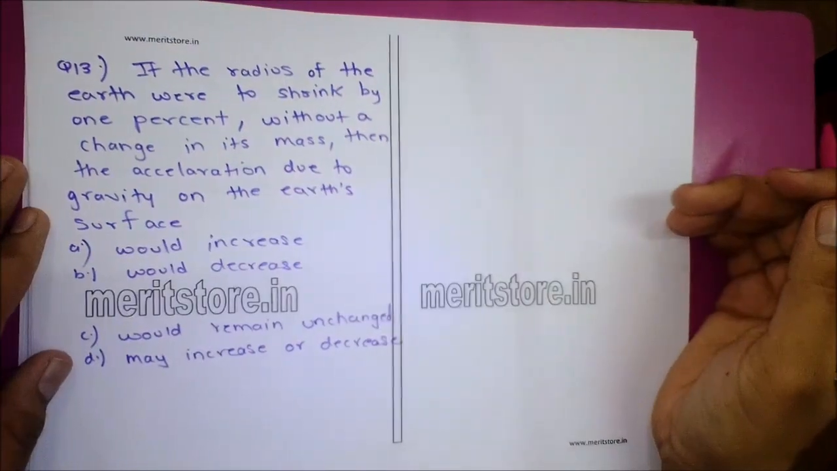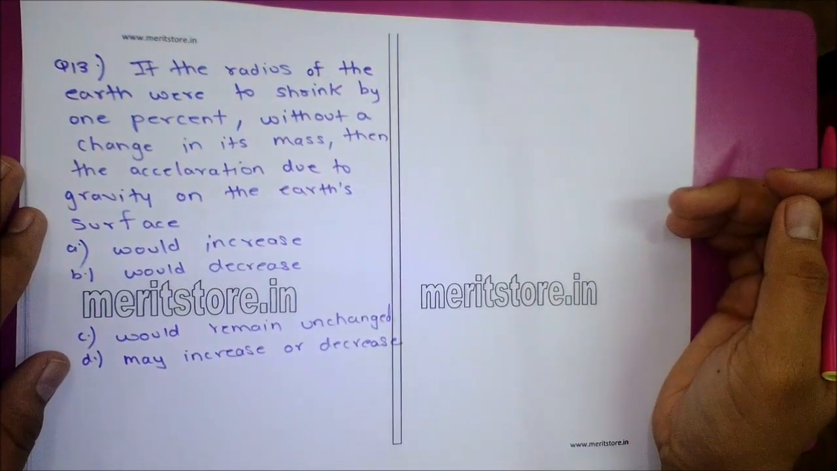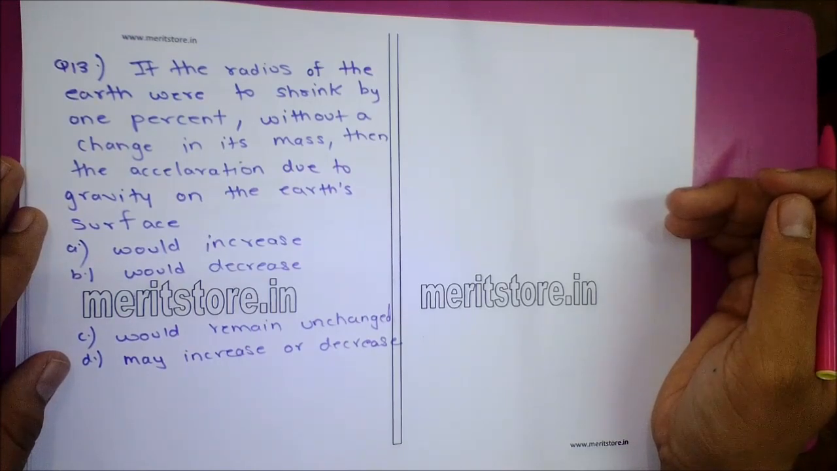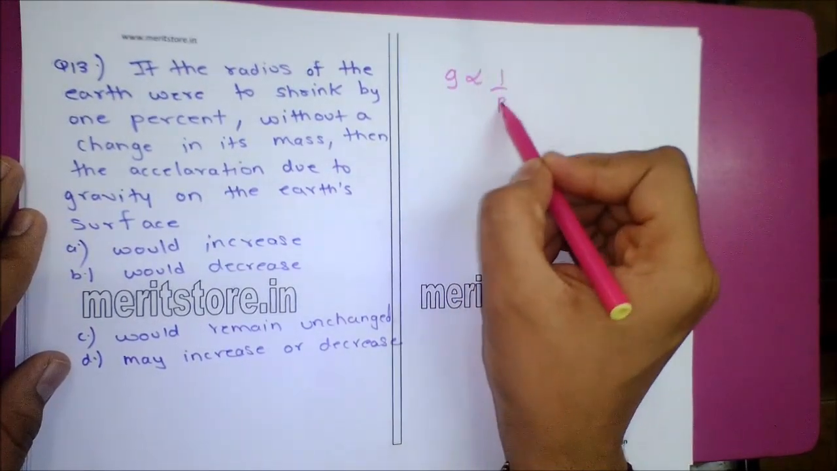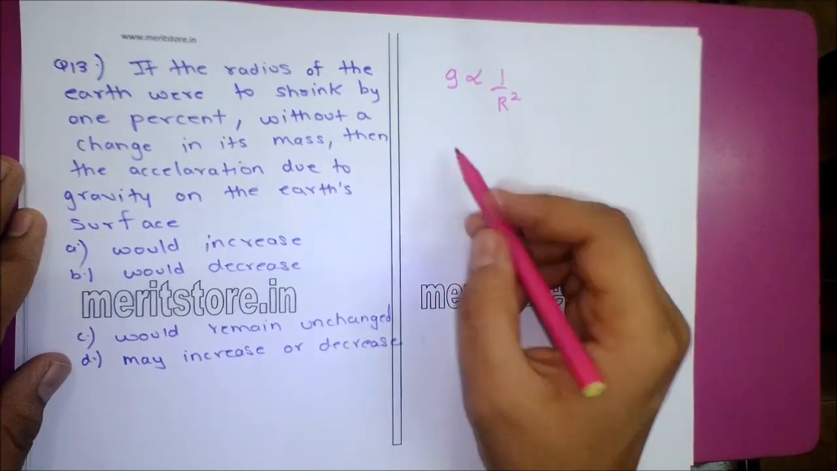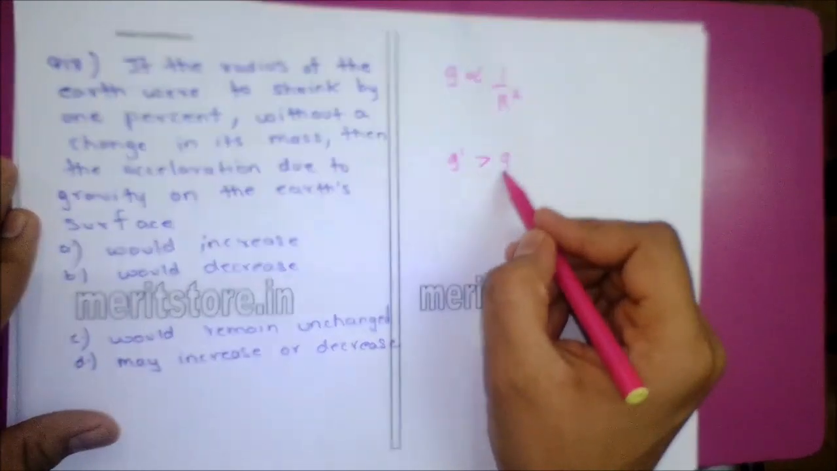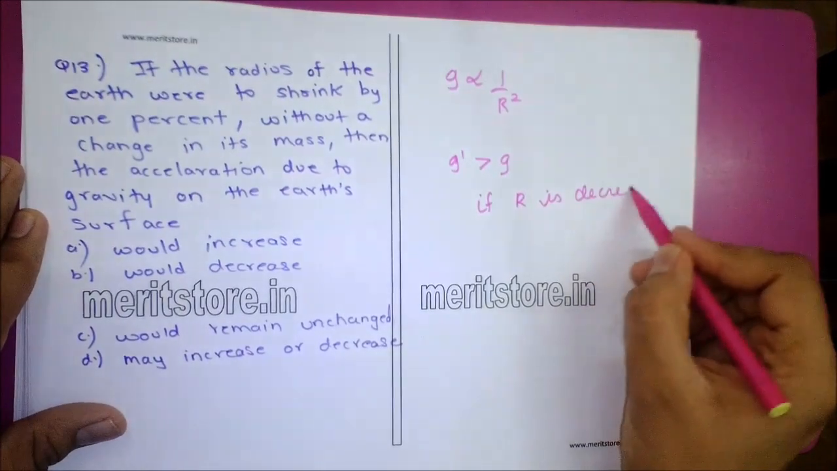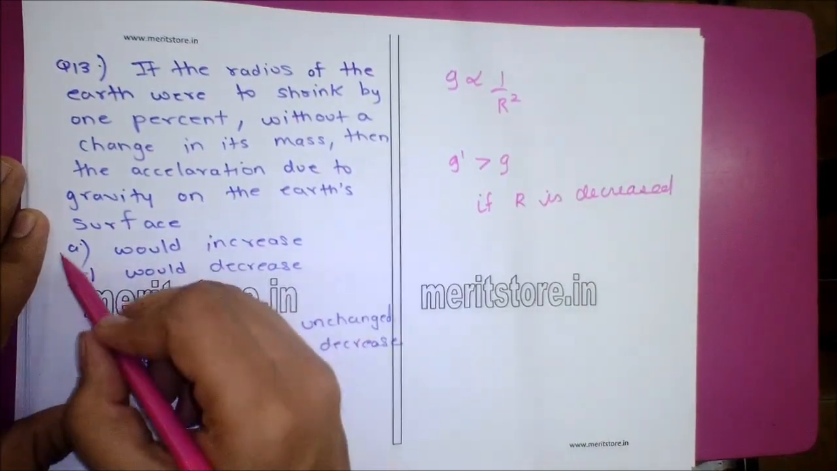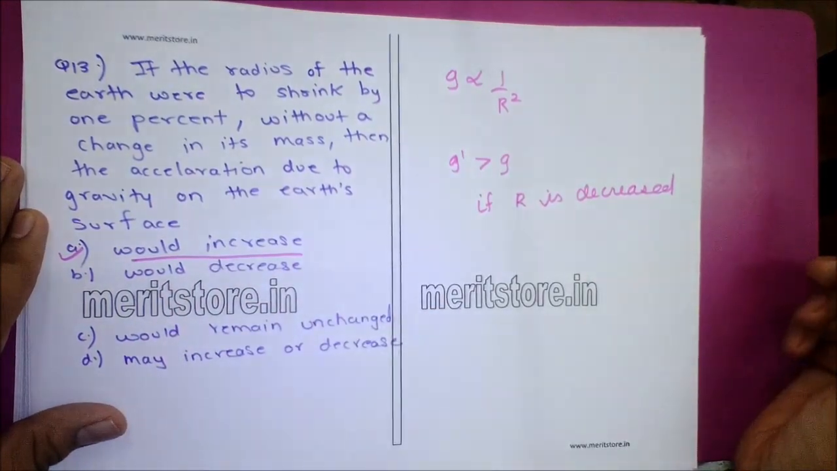Question 13. If the radius of the earth were to shrink by 1% without a change in its mass, then the acceleration due to gravity on the earth's surface: option A, would increase; option B, would decrease; option C, would remain unchanged; option D, may increase or decrease. So we know g is inversely proportional to the square of the radius. g dash is greater than g if R is decreased. So option A, would increase, is the correct answer.